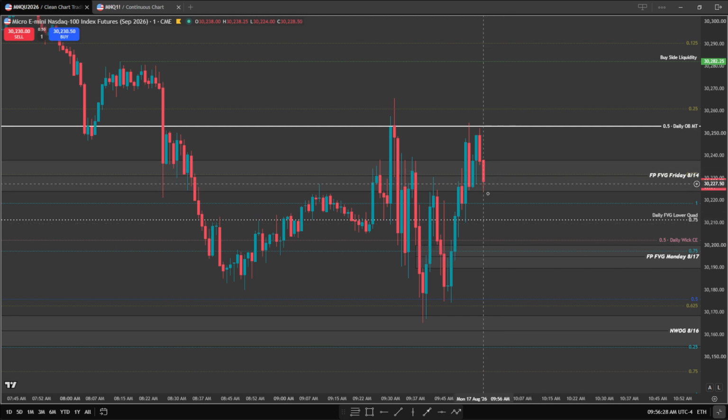And as you can see, it's not going. My stop was below this wick. I think the odds of that getting hit are getting higher and higher the longer it sits here and doesn't go.